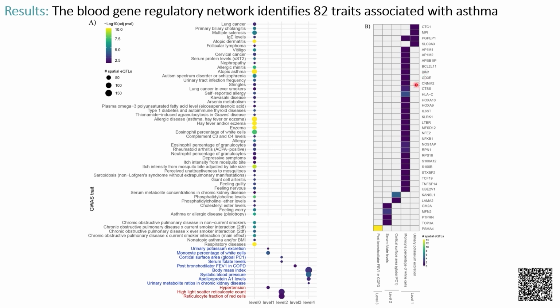Similarly, we identified 82 traits that are specific to the blood GRN, including biomarkers and key players in the pathophysiology of asthma and comorbidities. And again, we know both the genes and variants that are potentially mediating the interaction between them.